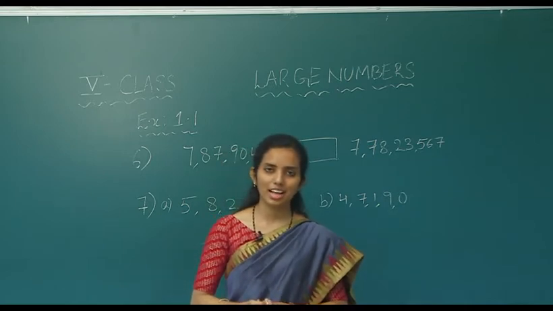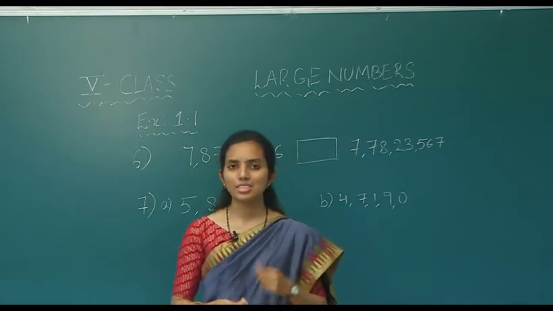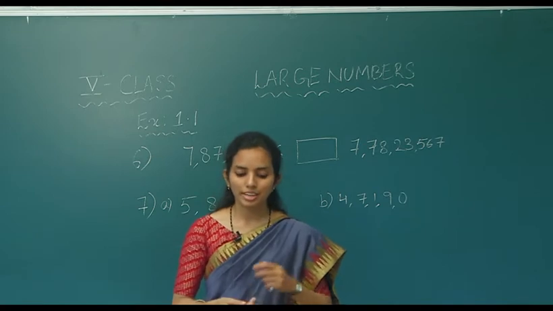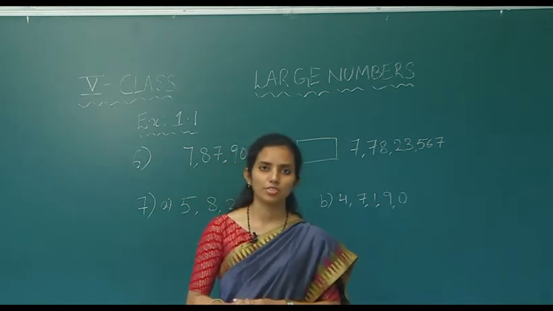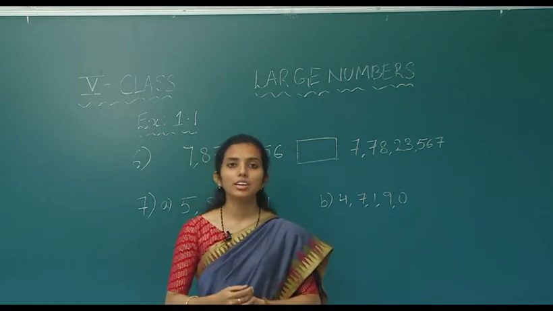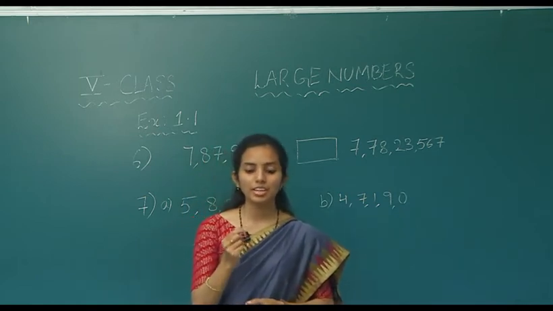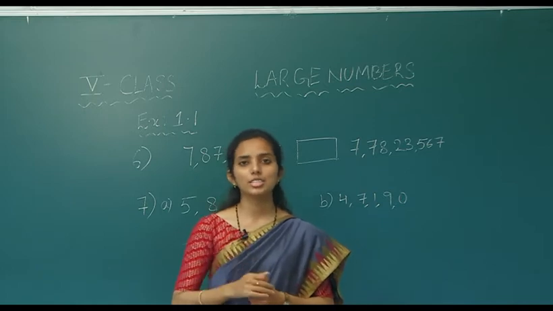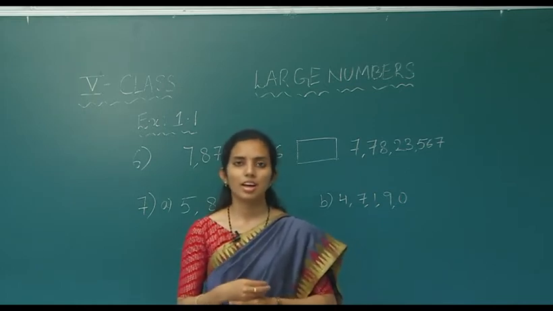In our previous class, we were solving exercise 1.1 problems. Till the 5th problem we have solved. The last problem was to identify the digit given in color and to write its place value, that we have seen in our last class.